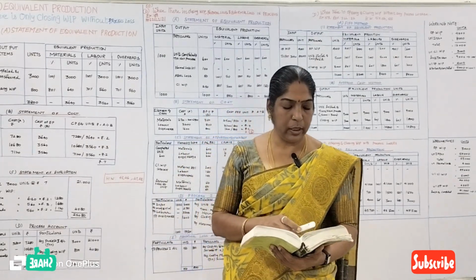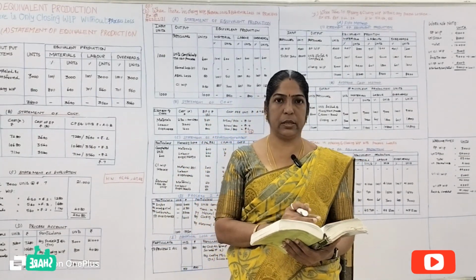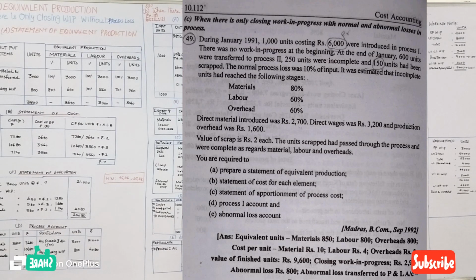Hi students, good morning. Now we are going to prepare the statement of equivalent production, next type, that is when there is only closing work in progress with the normal and abnormal loss in the process. If they are given normal and abnormal loss in the process, how are you going to prepare the process account? Okay, let's take exercise sum number 49.